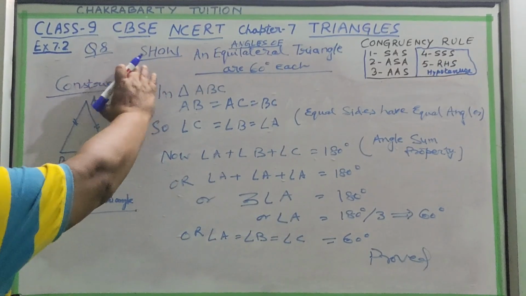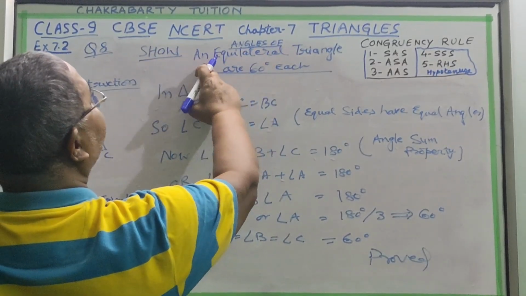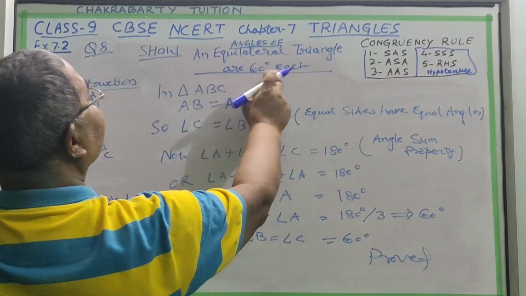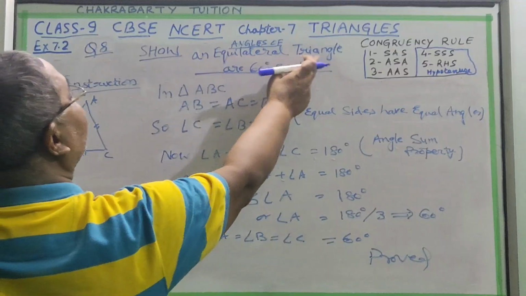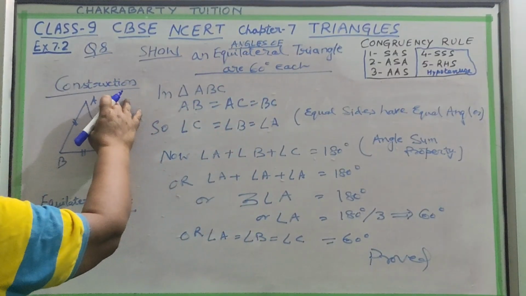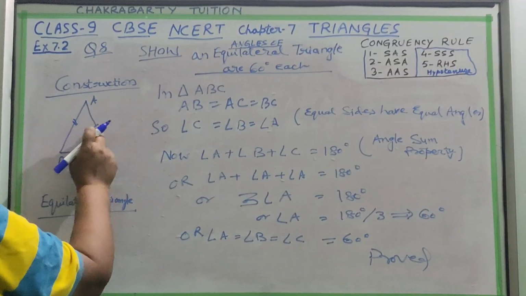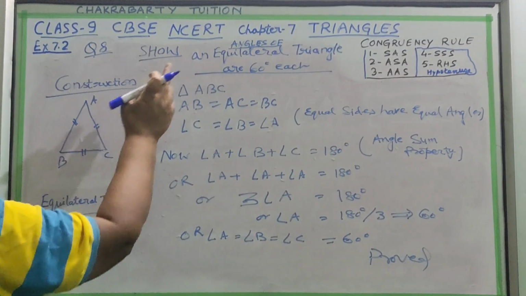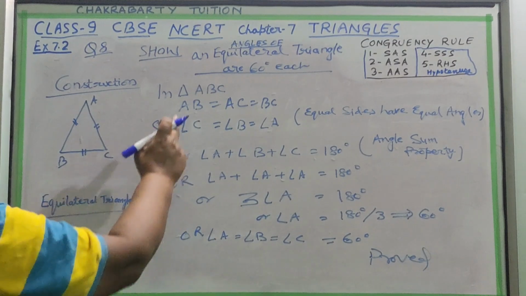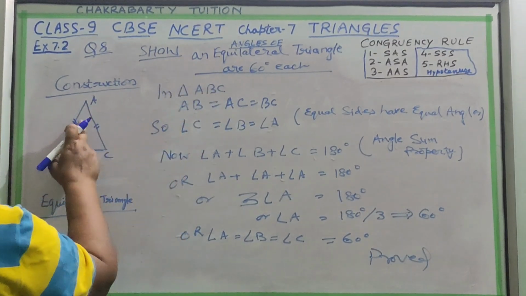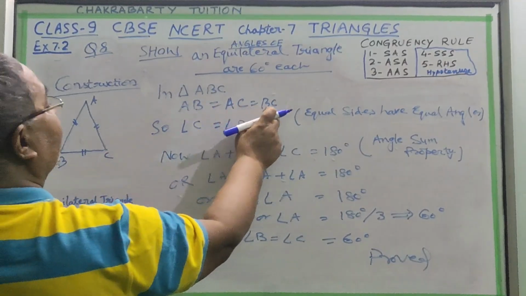Question 8 is: show that angles of an equilateral triangle are 60 degrees each. What you have to prove? Angles of an equilateral triangle. So we have made a construction, an equilateral triangle. Equilateral triangle means all the sides are equal. They want the angles of the equilateral triangle to be 60 degrees. So in triangle ABC, the lines AB, AC and BC, all three are equal.